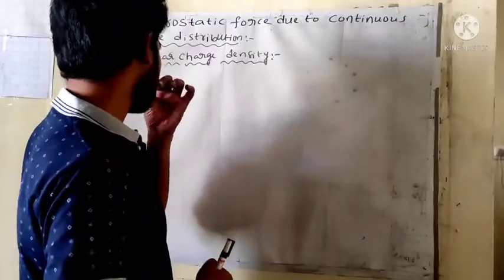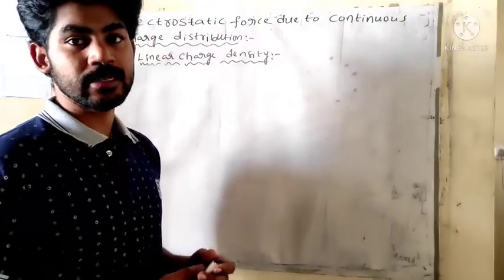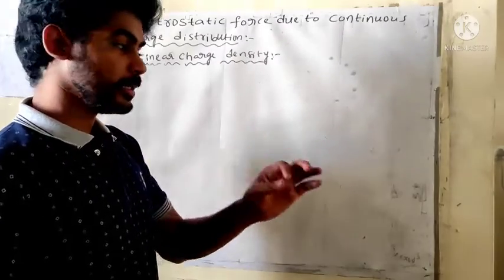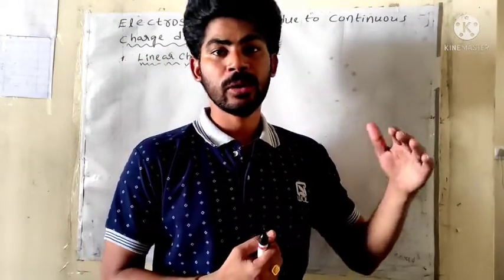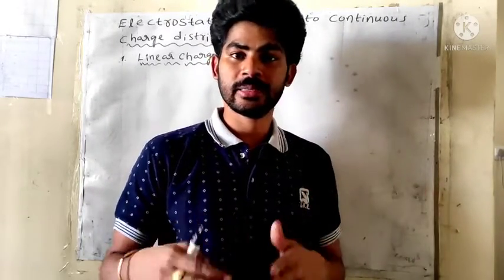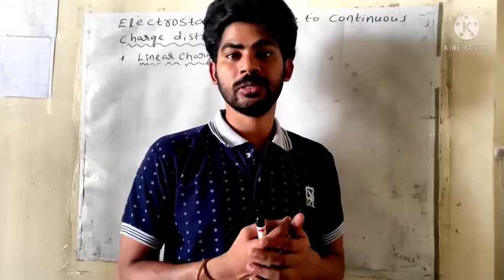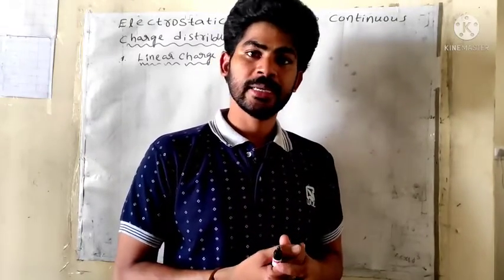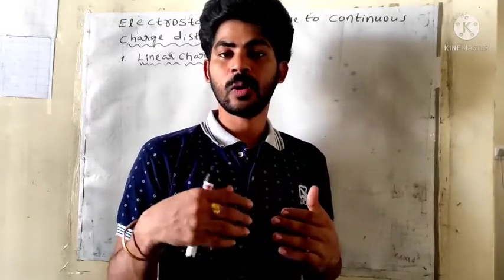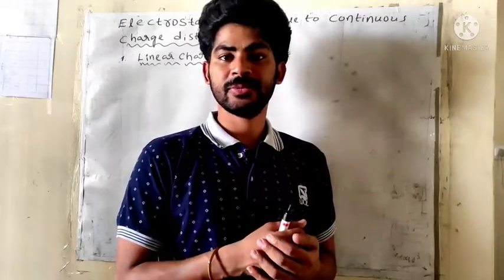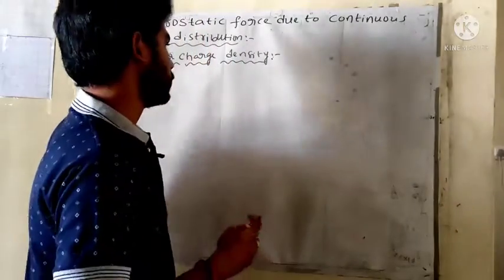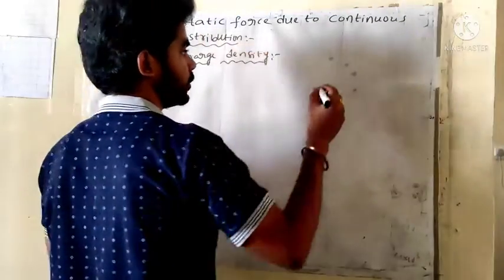Our first topic is linear charge density. Linear means the charge is distributed in only one direction, along the x axis, y axis, or z axis. Surface means a plane, and volume means three dimensions, x, y, z. Now we are discussing linear charge density.